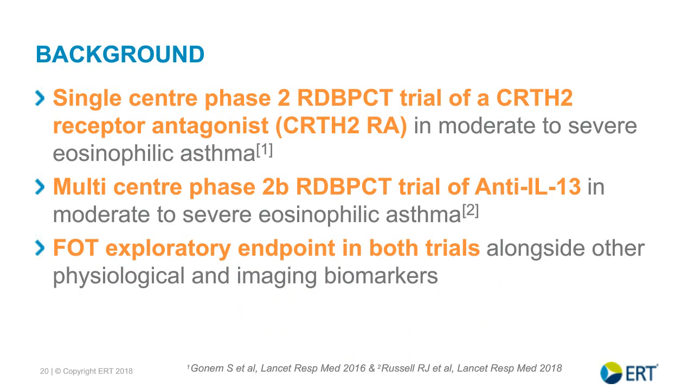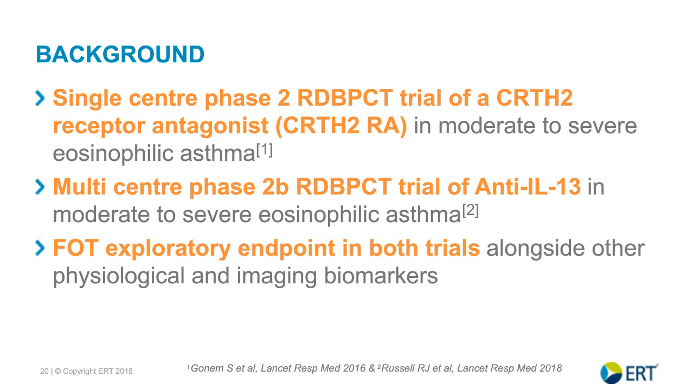The first was a single-centre phase 2 trial of fevipiprant, which is a CRTH2 receptor antagonist in moderate to severe asthmatics. The primary endpoint in this study was the impact of fevi versus placebo on sputum eosinophils. So this study enriched patients that had a sputum eosinophilia at baseline. It was a 12-week study. There were 30 patients per arm.